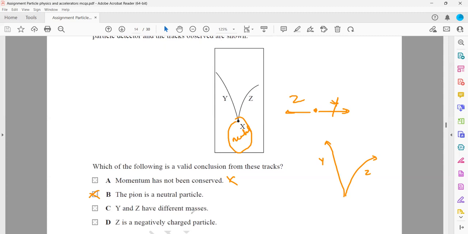Y and Z have different masses? We don't know, because they may have different masses or they may have different speeds. Actually, the curvature of a track gives an idea about momentum, not only mass or only velocity. It's a product of mass and velocity. And Z is a negatively charged particle? Again, without knowing the magnetic field, we cannot conclude anything.